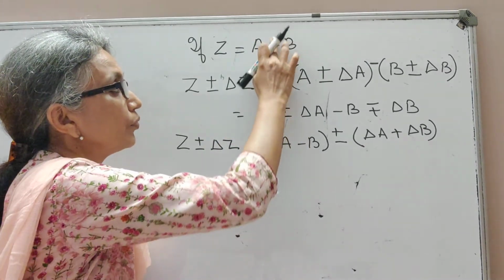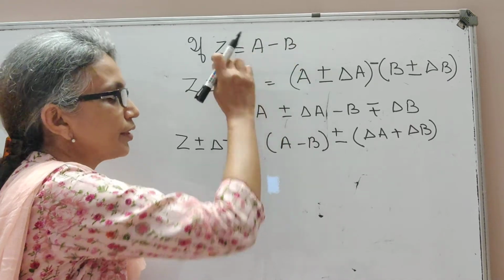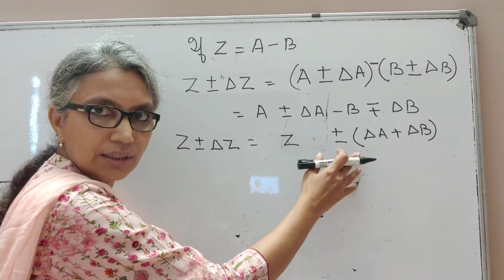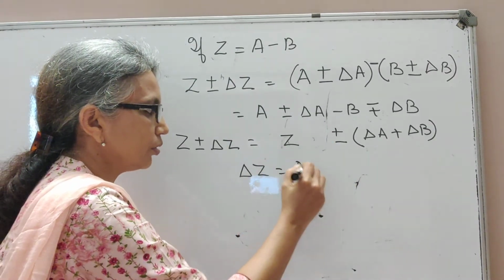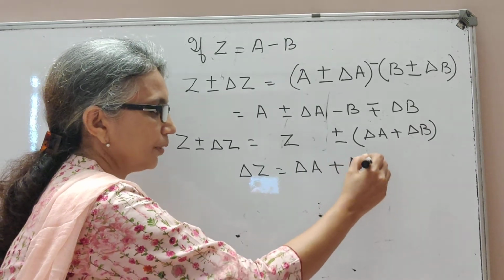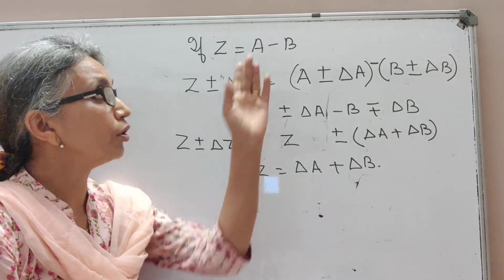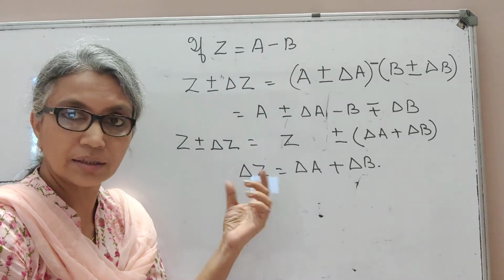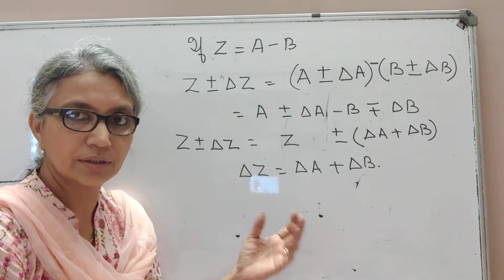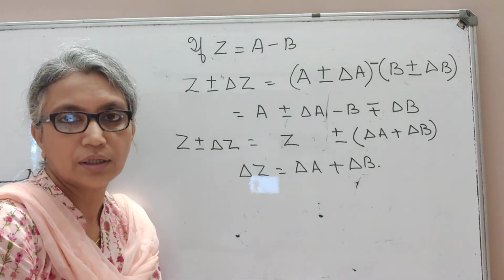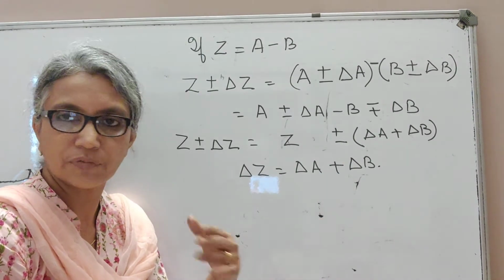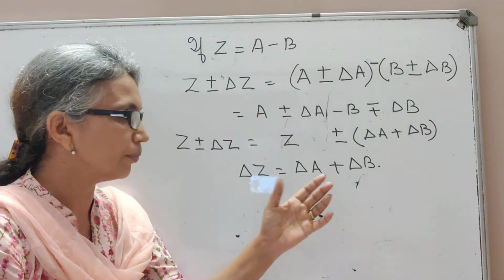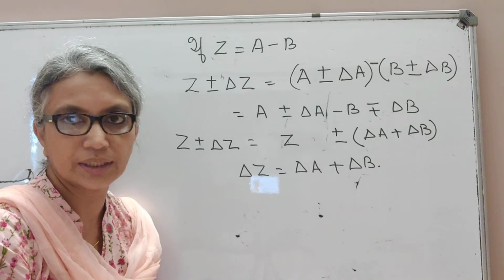Now you know we are doing A minus B. So we know A minus B is Z. So I'll replace this with Z. Compare the left hand side and the right hand side to see that delta Z is equal to delta A plus delta B. So you have seen that whether you're adding two quantities or subtracting two quantities, the absolute error in the final result will always be the sum of the absolute errors in the individual readings. Whether you're adding or subtracting, the quantity will get added or subtracted, the reading A minus B. But here the errors will always get added up.